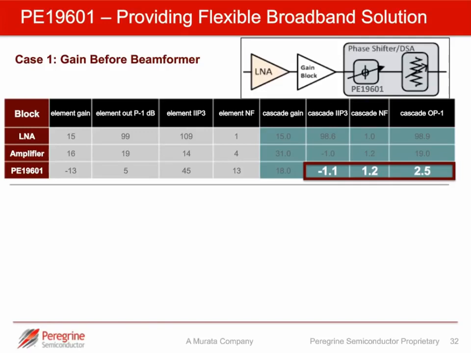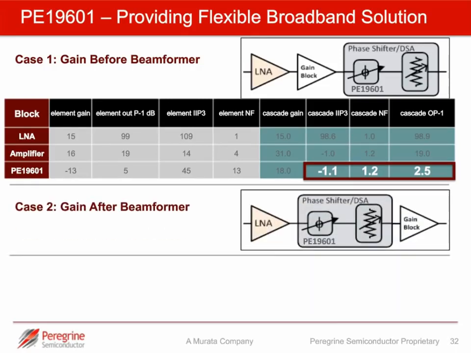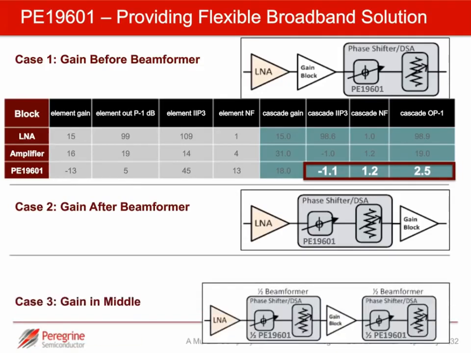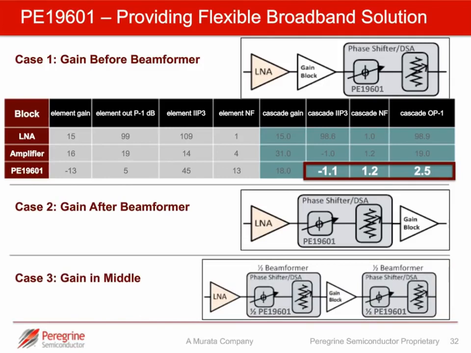So this is where we have the gain block in front of the phase shifter and DSA. In the next example, case 2, we have it after the beamforming block. And the final case, we look at the possibility of what would happen if you put it partway through. Would there be any benefit in doing this?